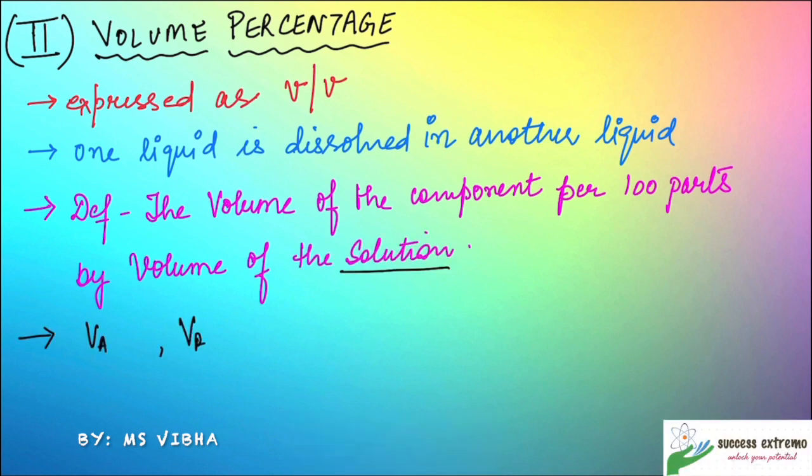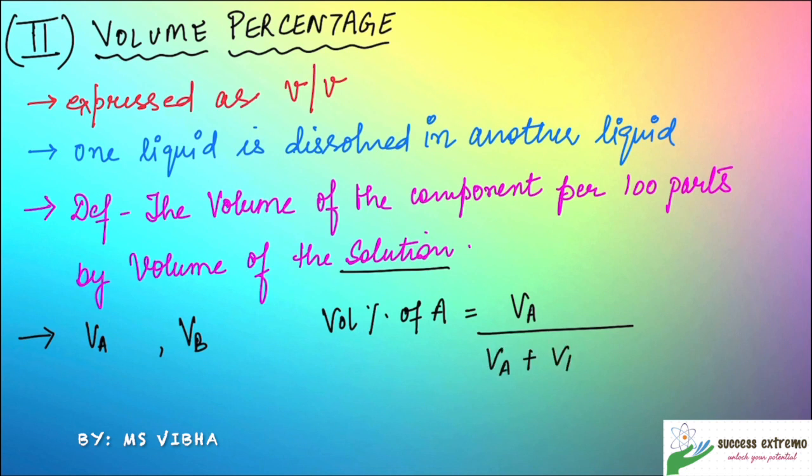Let's suppose we have a solution which is made from component A and component B, and both the components are liquid. So VA will be the volume of component A, VB will be the volume of component B, and the volume percentage of A is given by volume of component A upon the total volume of the solution, that is VA plus VB, into 100.